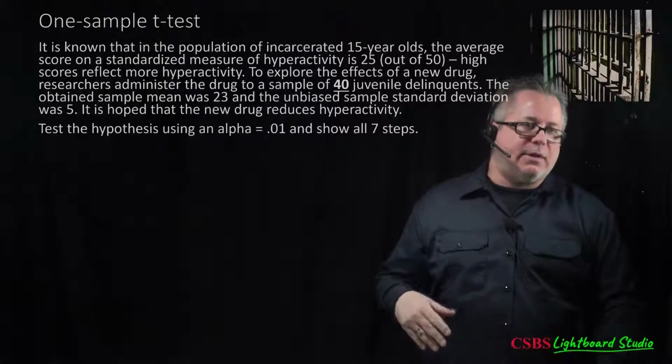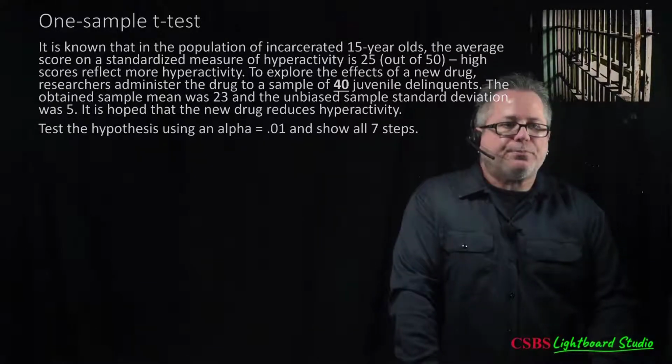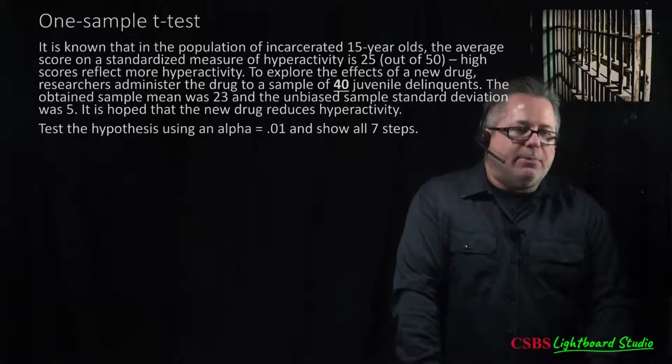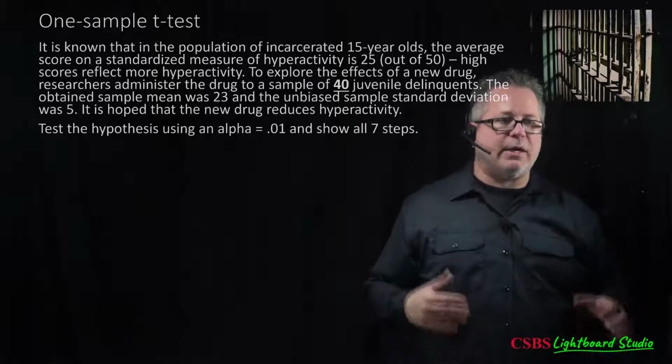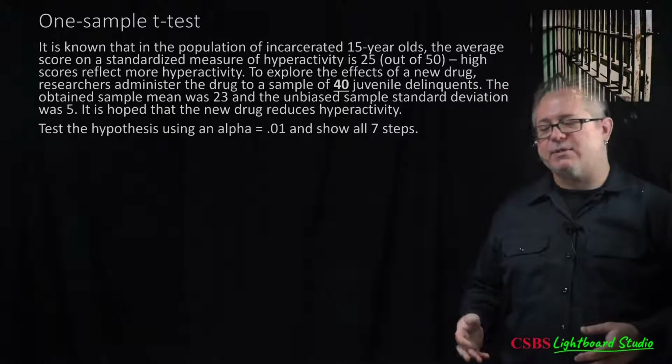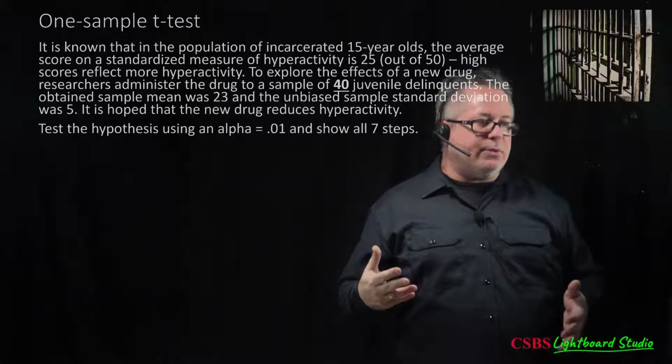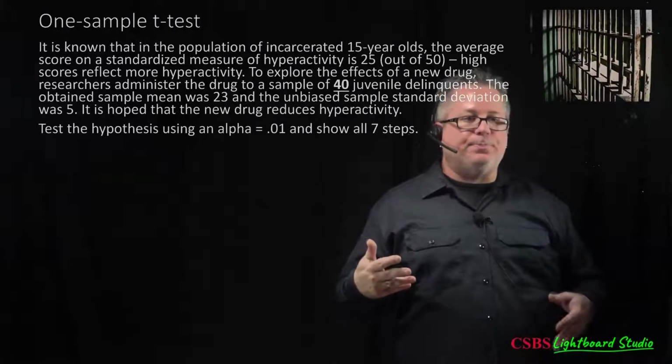In contrast to the last one, where we had the population standard deviation, so we were able to do the z-test, this one's a one sample t-test. So we have to assume here that the population value isn't known.